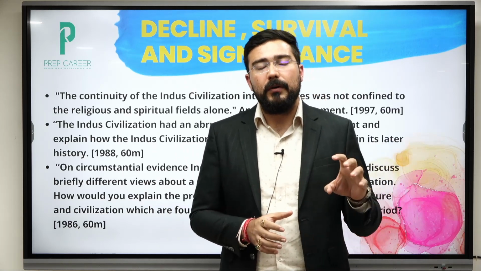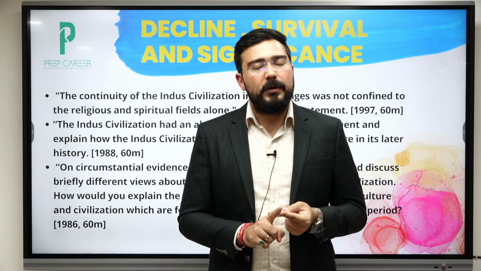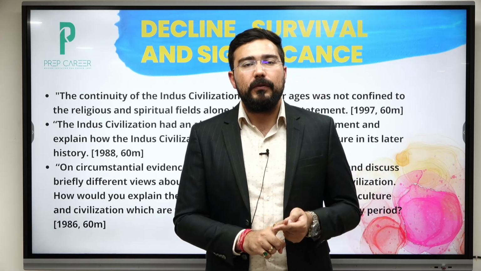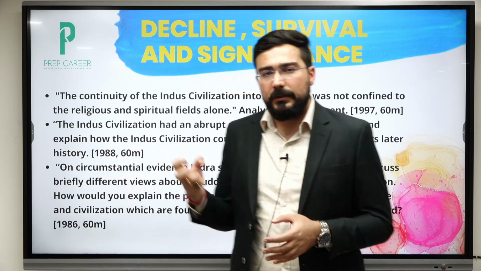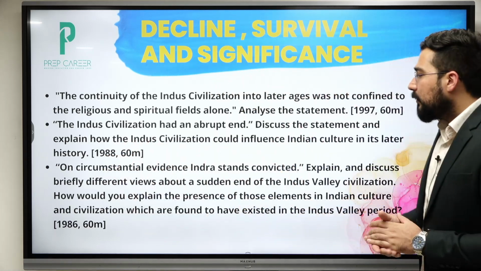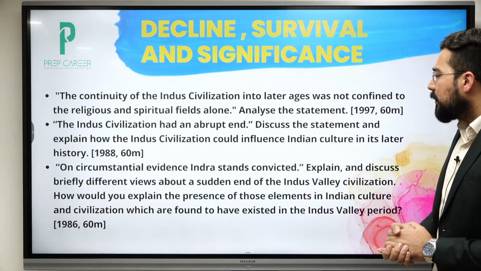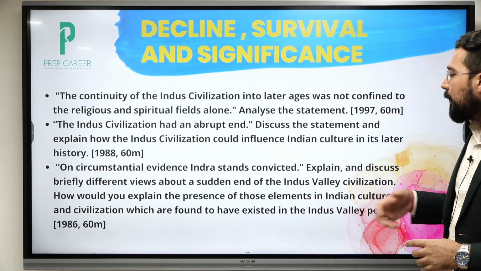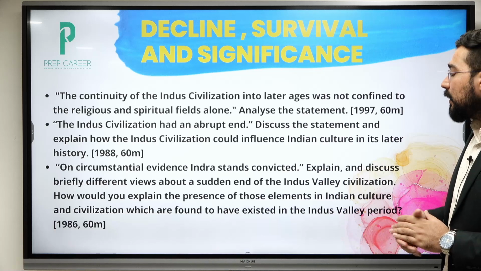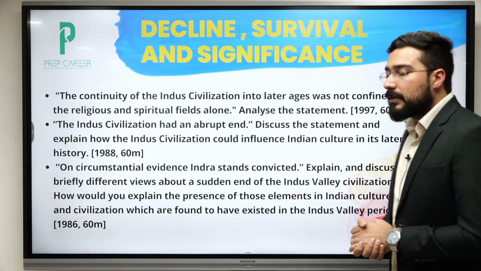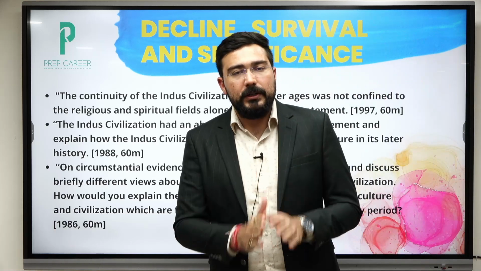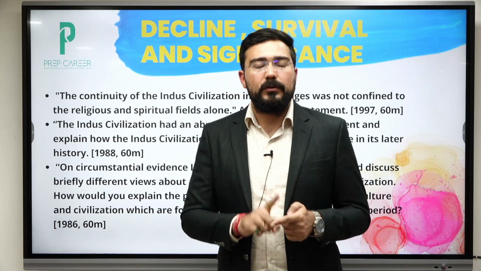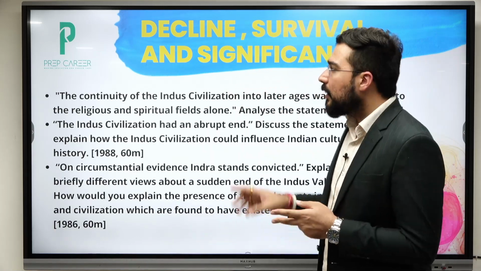One of the most important pieces of evidence that we have is the mention of the name Haryupya as well as the mention of Indra as Purandar. So all those things you have to understand. You have to express the different views with respect to the sudden end of the Indus Valley civilization. How would you explain the presence of those elements in Indian culture and civilization which are found to have existed in the Indus Valley period? So you have to talk about each and everything in political, economic, social, cultural, religious, art and architecture, everything that has continued.